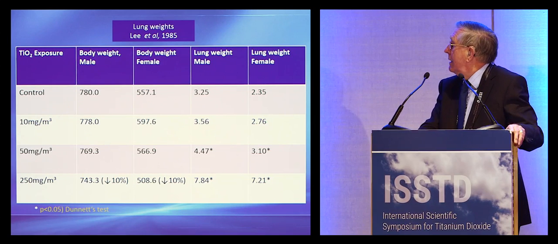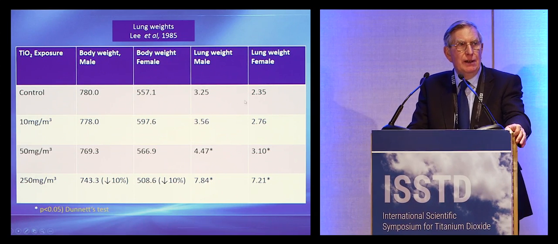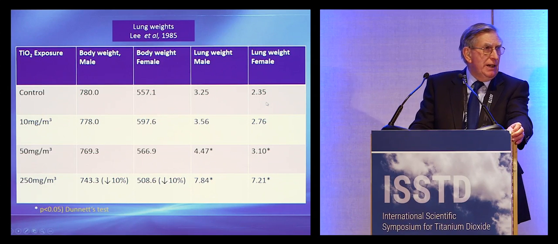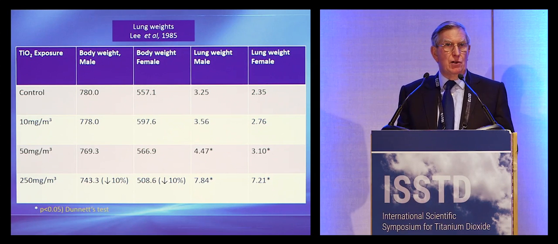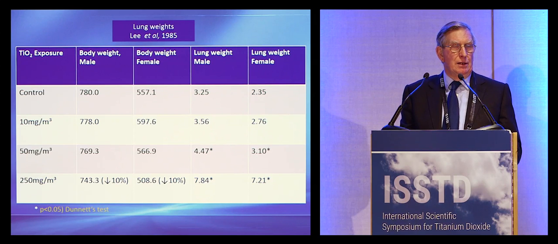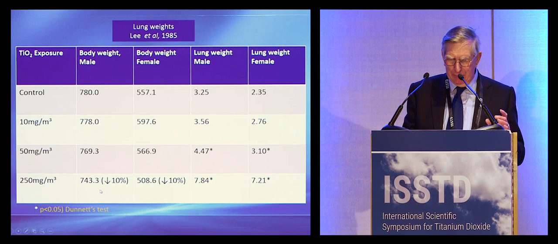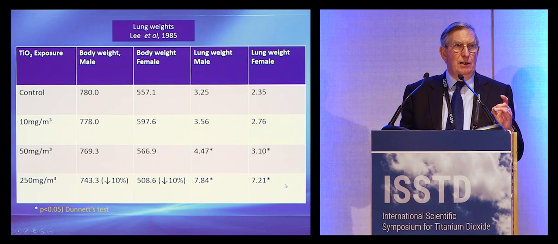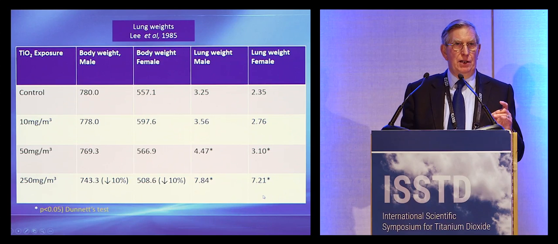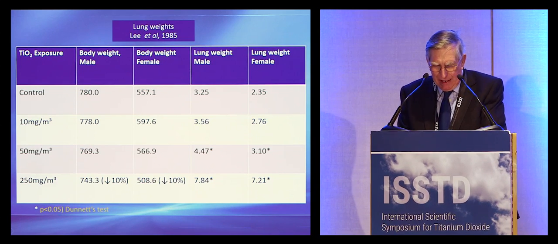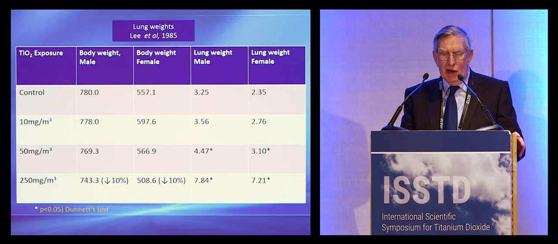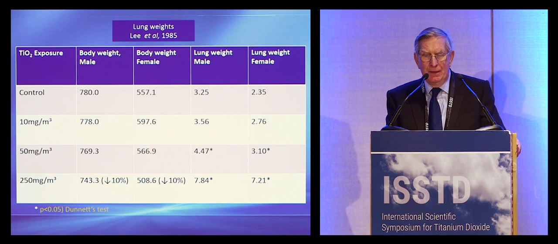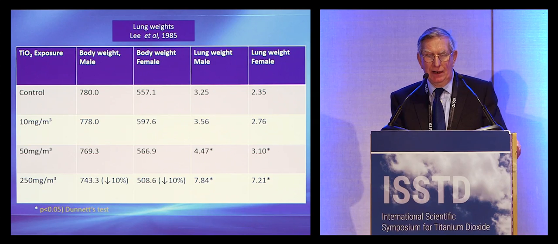You see on the right here, male and females, a massive increase in lung weight, a more than 100% increase in weight. But at the same time, you see a reduction in body weight of the animals, a reflection of the stress I've mentioned already. Lee doesn't, in fact, give statistics on these animal weights. And he makes the comment that the animals were in good health, no abnormal clinical signs, no body weight changes or excess mortality in any exposed group when compared to controls.